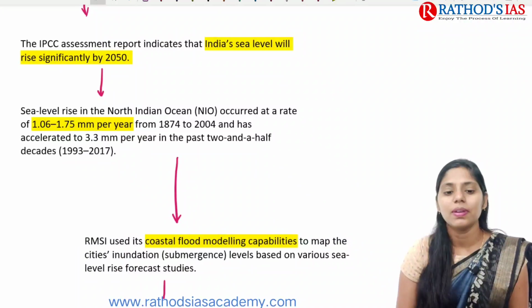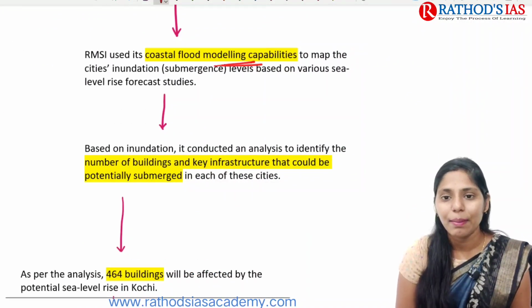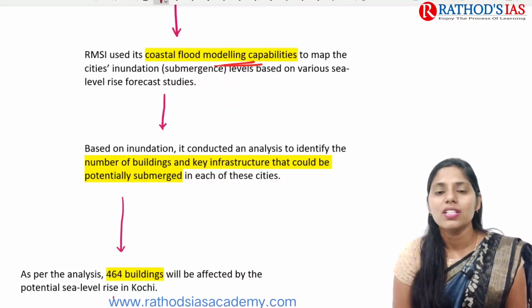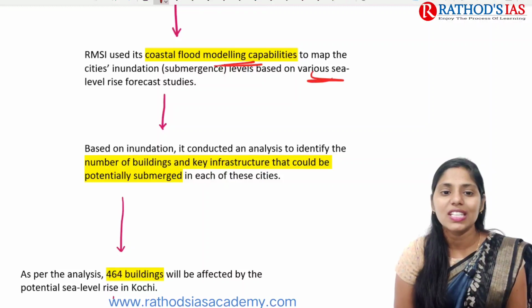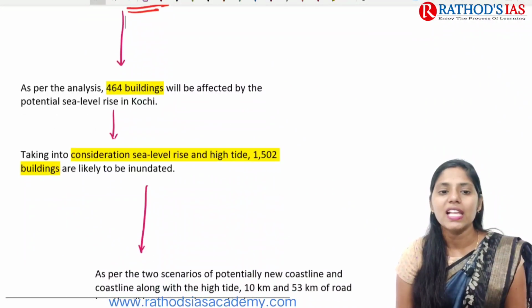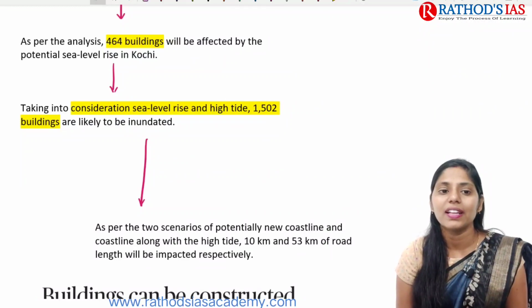And this study used coastal flooding modeling capabilities, and they started mapping the city's inundation levels based on various sea level rise forecast studies. Based on the inundation, it conducted an analysis to identify the number of buildings and key infrastructure that could potentially be submerged in these cities. As per the analysis, about 464 buildings will be affected by this potential sea level rise in Kochi.